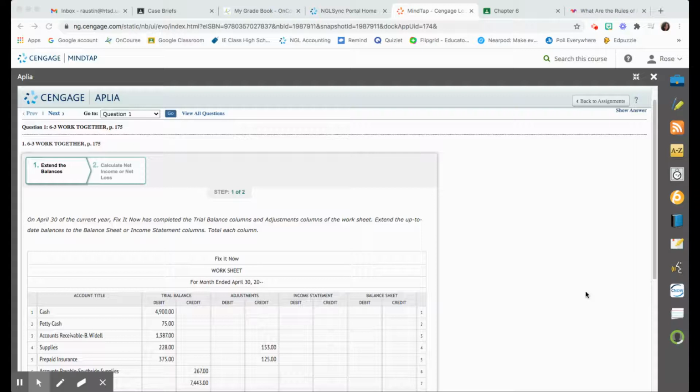Okay, let's go over 6-3 work together. This can be used as a guide to help you through the 6-3 application problem.